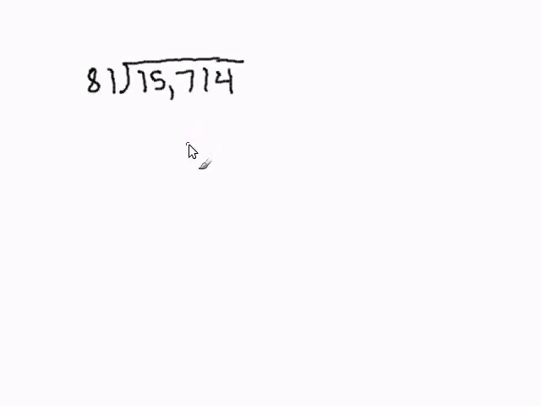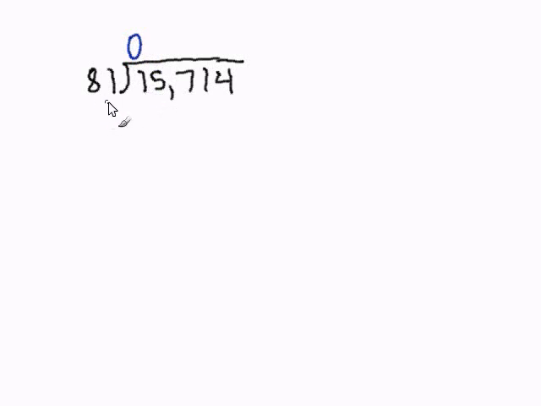Long division. Long division can be a daunting task, but with some tips, I think you will be able to get through these problems. In this problem, we will be dividing 15,714 by 81. And I'm going to start off dividing 81 into 1. And obviously 81 cannot go into 1 since 1 is smaller. So I'm going to put a 0 right here as a placeholder.